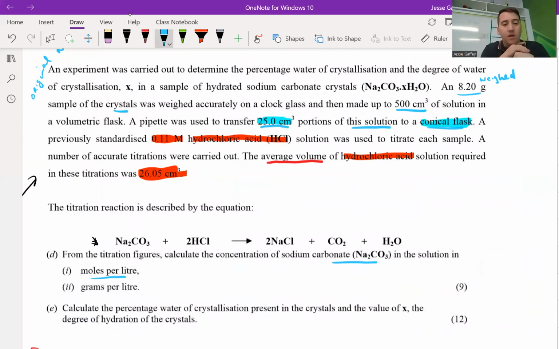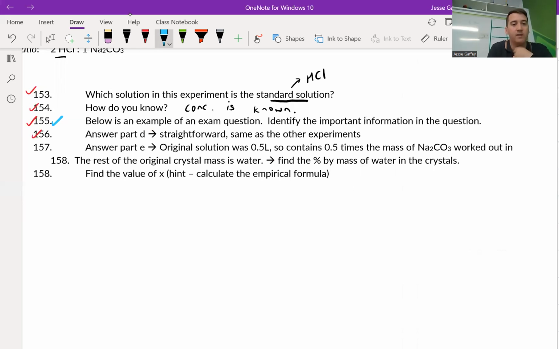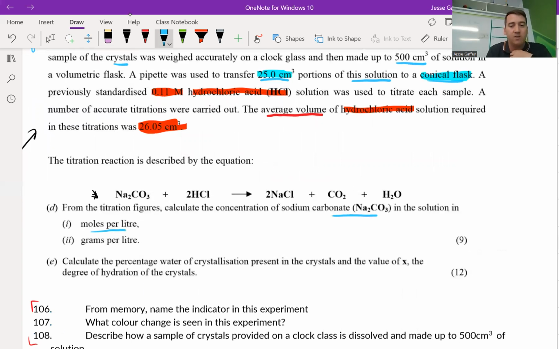Let's just go up here and see what it says. We have question 155 done. It says 156, answer part D. This is straightforward. It's the same as all the other titrations that you've done so far. So part D is asking us to find the concentration of sodium carbonate in moles per liter and then in grams per liter. If you know how to do that, then you're ahead of the curve. You can pause the video and try to do that yourself. Again, if you're confident with this, it's always a good idea to have a go yourself and only play for help, so that you really push yourself. So pause the video and do that now if you can.